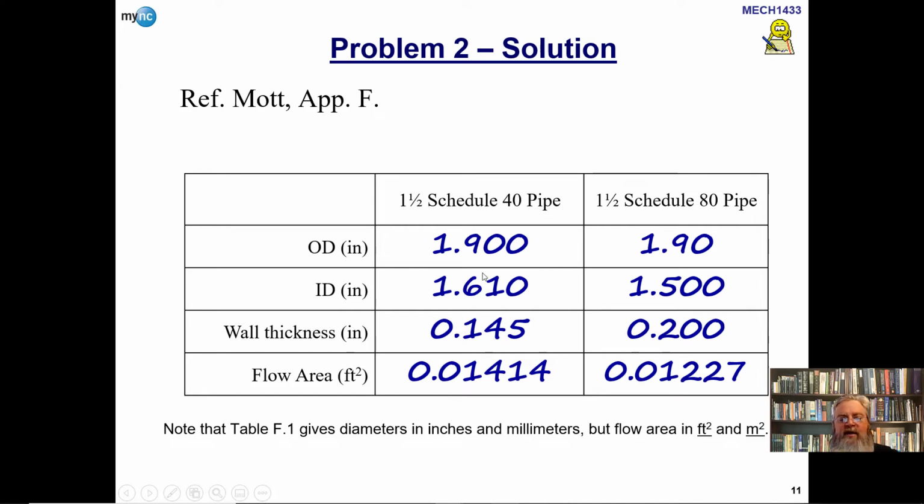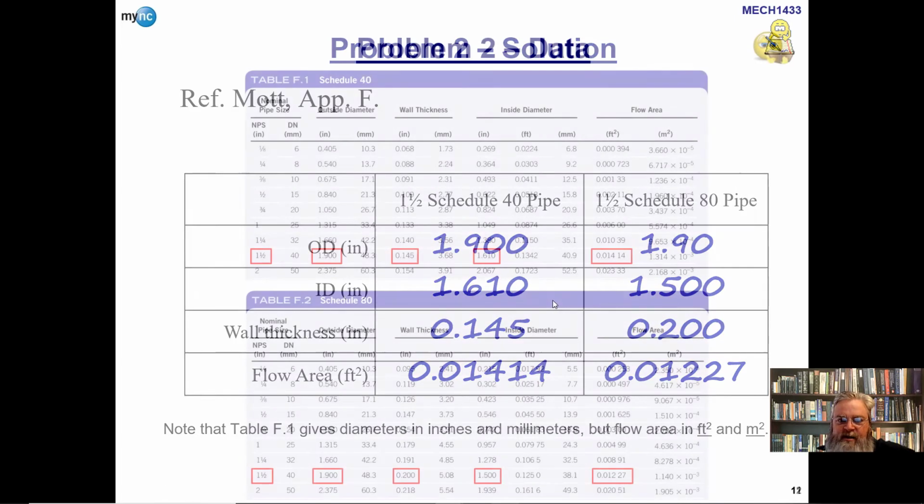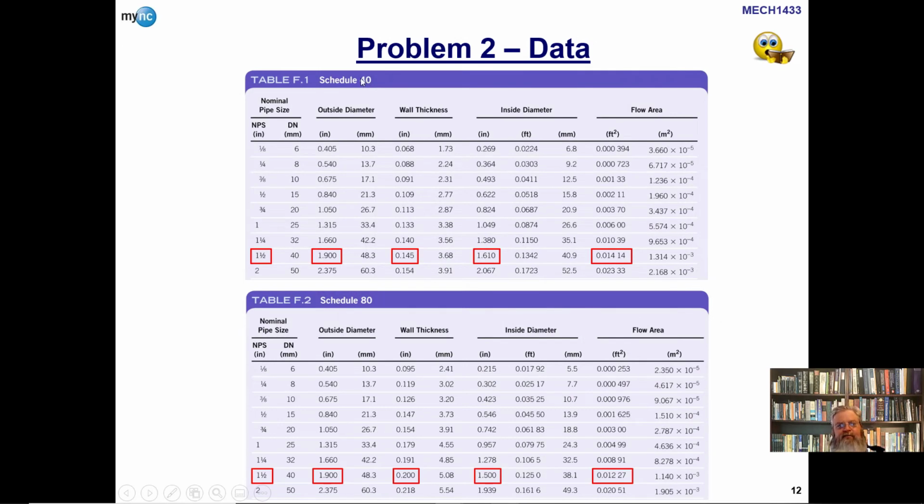Notice table F1 gives the diameter in inches and millimeters, but that same table gives you the flow area in both square feet and square meters. Just be a little cautious about the units as we look stuff up in tables. So this is what we found. Schedule 40. A 1.5-inch nominal pipe is also called a 40 millimeter pipe. They're the same thing.